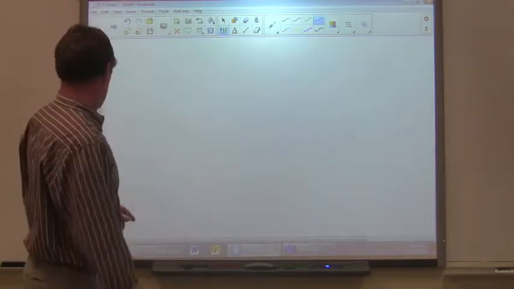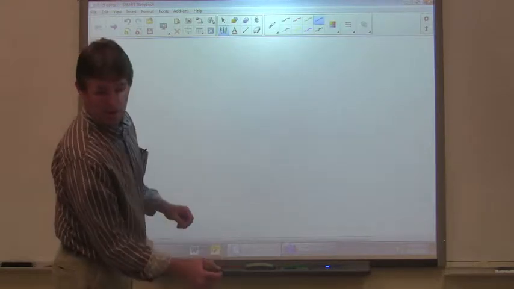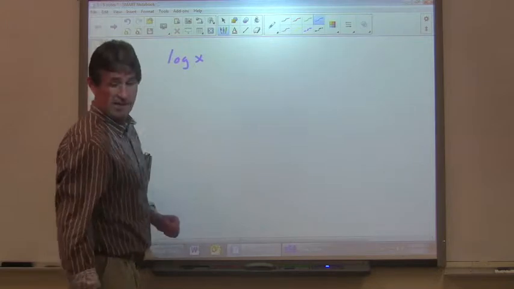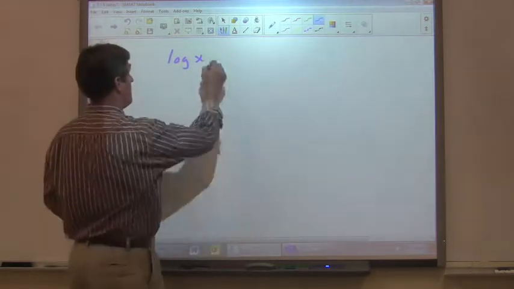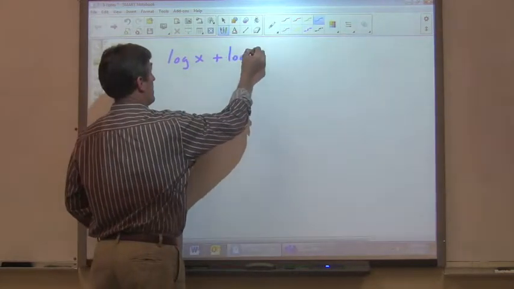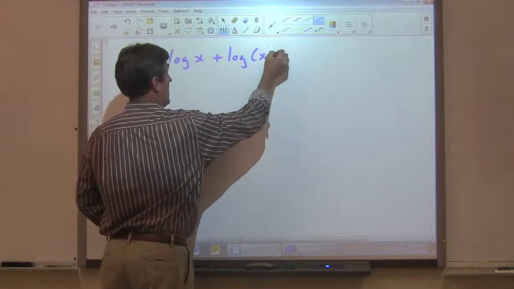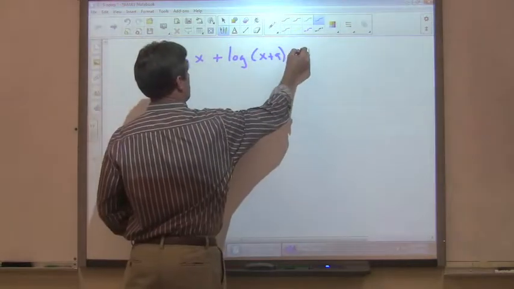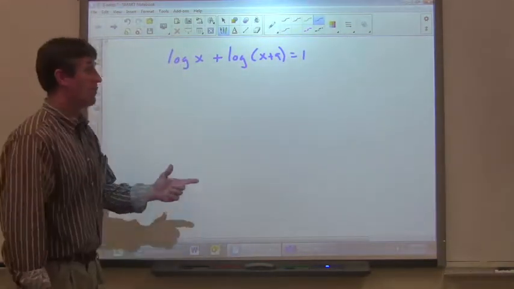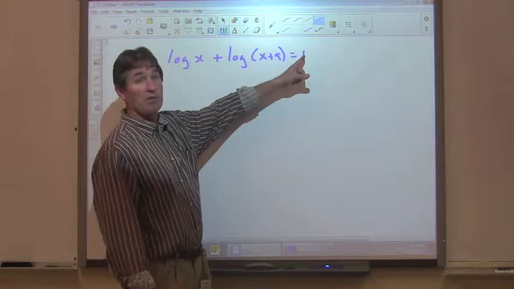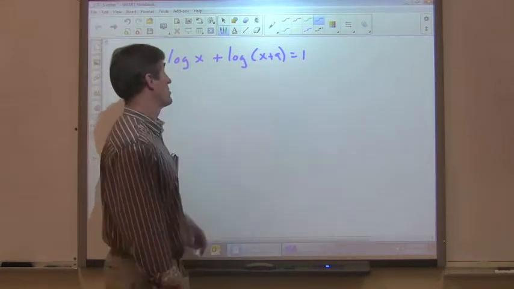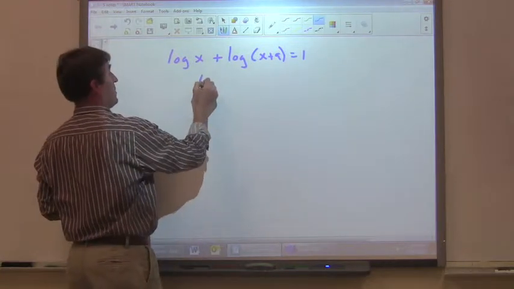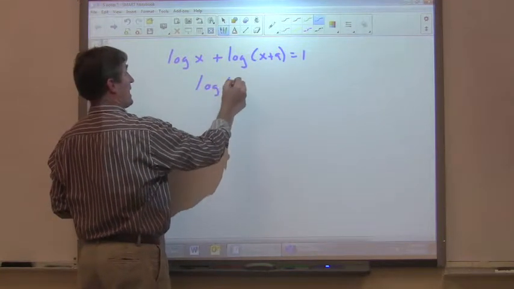All right, the next example. Log x plus log of x plus 9 equals 1. So again, remember, this is our exponent, so our variable is not there, so we don't want to work with logarithms. So I need to get this down to a single logarithm. So addition, remember, becomes multiplication.